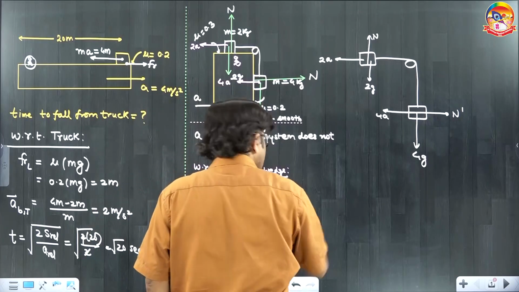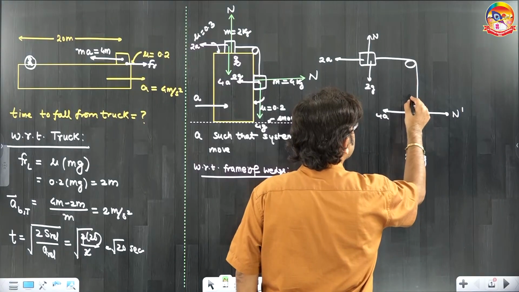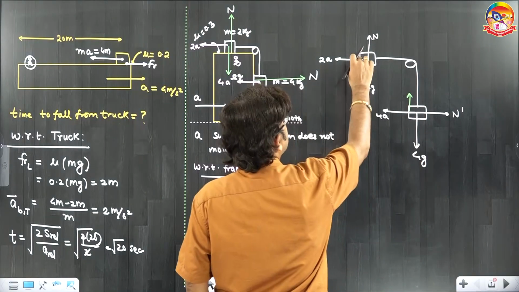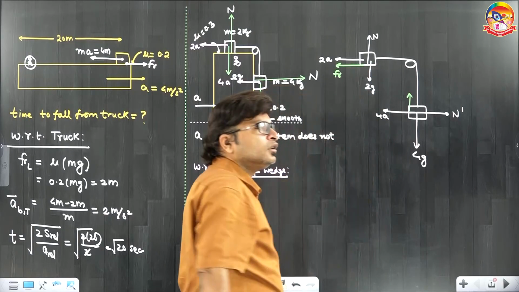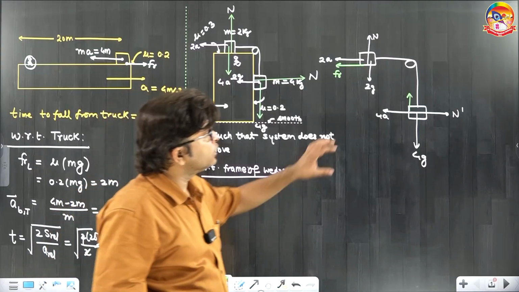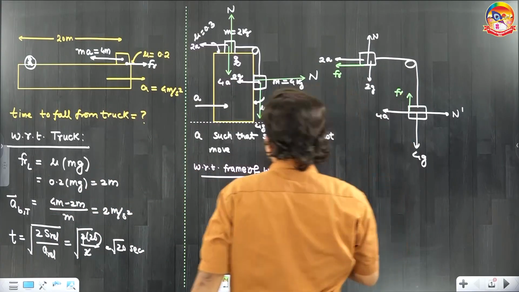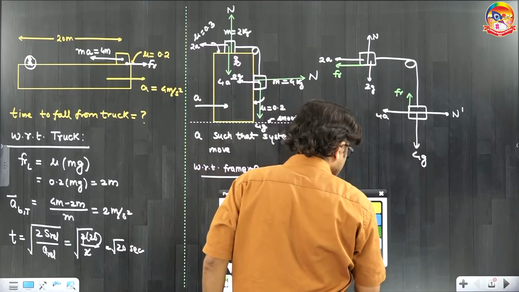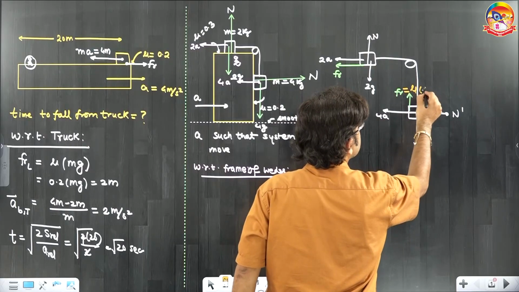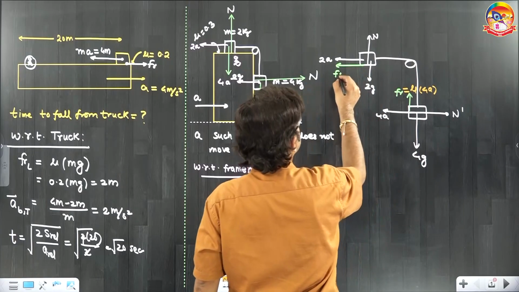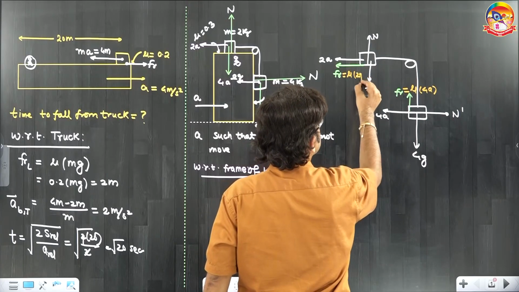So now this block will slide downward, that means the friction over here will be acting upward. This block will slide in this direction, so friction will be acting in this direction. For the minimum acceleration, this condition will be limiting. So over here, for the limiting condition, this friction will be how much, beta? Mu into 4a. And this friction will be how much? Mu into N, that is 2g.